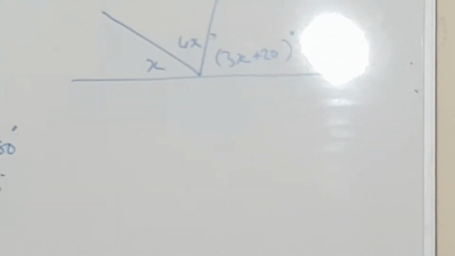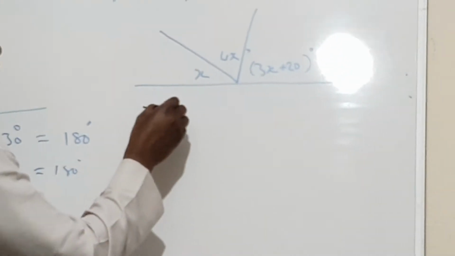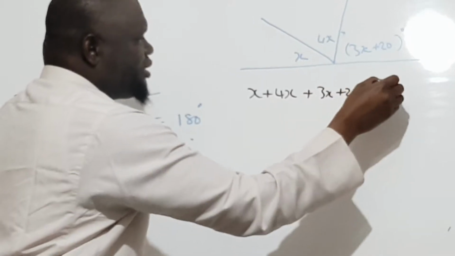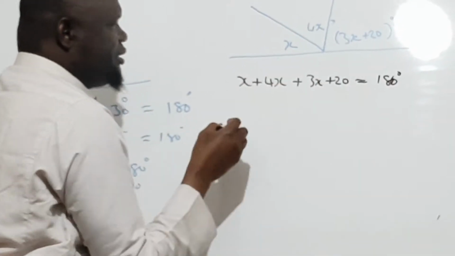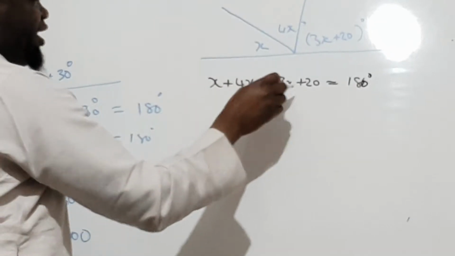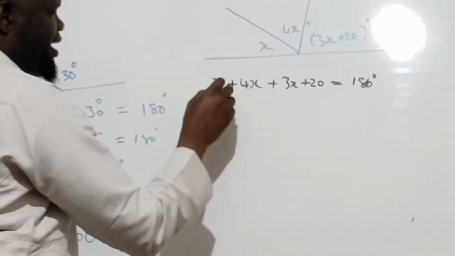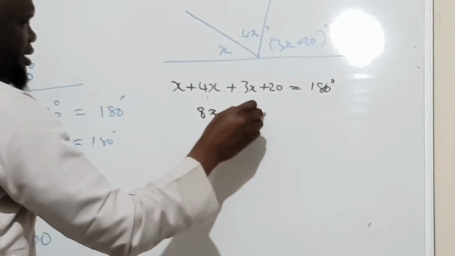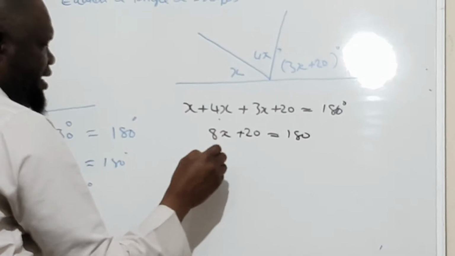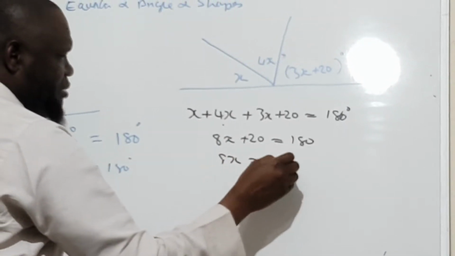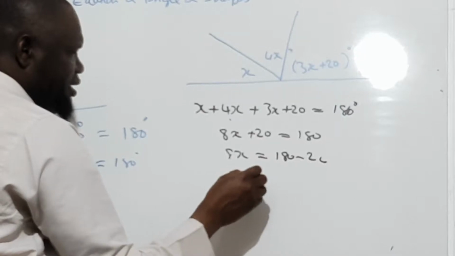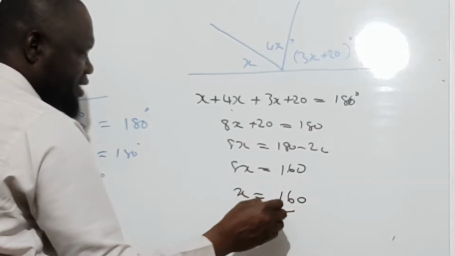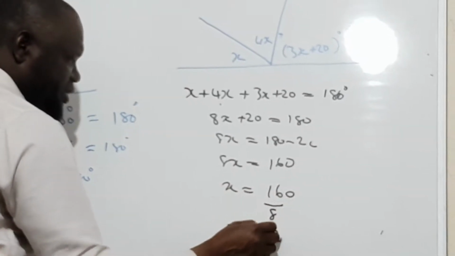We're going to say x plus 4x plus 3x plus 20 is equal to 180 degrees, isn't it? Okay. So x plus 4x plus 3x is what? 8x it is, plus 20 is equal to 180. Then 8x is equal to 180 minus 20, and 8x is equal to 160. X is equal to 160 divided by 8. Then x is equal to 20 degrees.